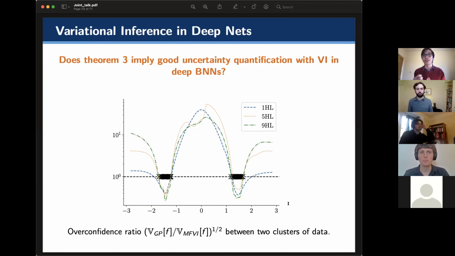Well, if we look at our results, what we do is we consider 1 hidden layer, 5 hidden layer, and 9 hidden layer networks. So we're trying to consider the deep case now. And we define something called the overconfidence ratio, which is the ratio of the predictive uncertainty that the equivalent Gaussian process gives divided by that of the mean field VI solution. If this is high, that means the GP is much less confident than the mean field solution, which might be taken as evidence that mean field is being overconfident. And we can see that even at the 9 hidden layer case, we're really an order of magnitude overconfident in between the clusters of data, which are the black crosses, and we're actually underconfident at the data. So it doesn't seem like depth is really helping with in-between uncertainty here.